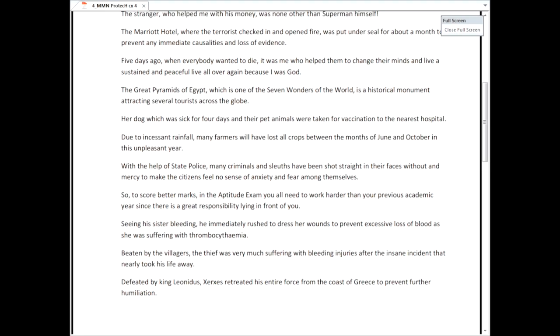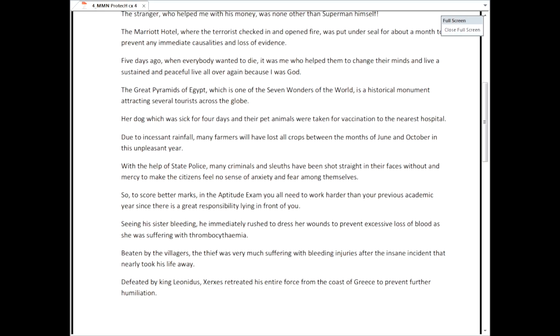Okay. So the next one, her dog, which was sick for 4 days, and their pet animals were taken for vaccination to the nearest hospital. Now let's do segmentation. So her dog, I can clearly see that's a segment. Okay, pronoun noun, so that's a segment. And I see which, and see this time there are no commas anywhere. Right? So this is how some sentences are. They don't show you comma as clearly as here or here. Okay. So kya kare? Let us read and understand very tense.